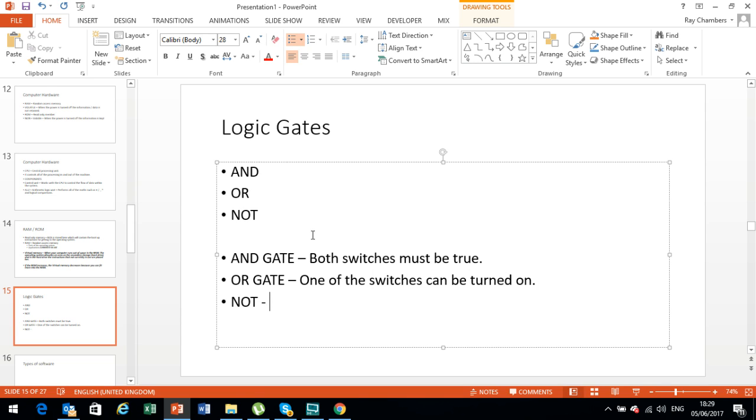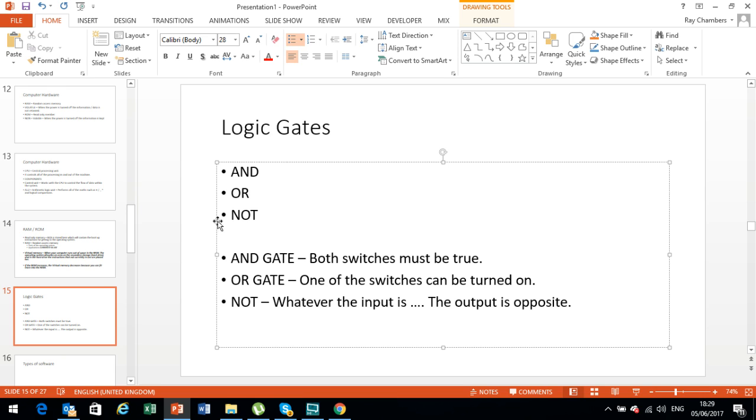NOT gate, whatever the input is, the output is opposite. Remember the AND gate looks like a D, the OR gate is the curved gate, and the NOT gate is a triangle with a circle on the front of it. I can spend some more time and go over this in my lessons.